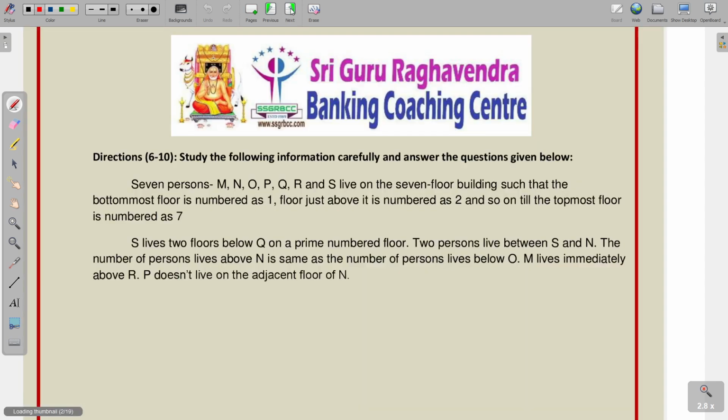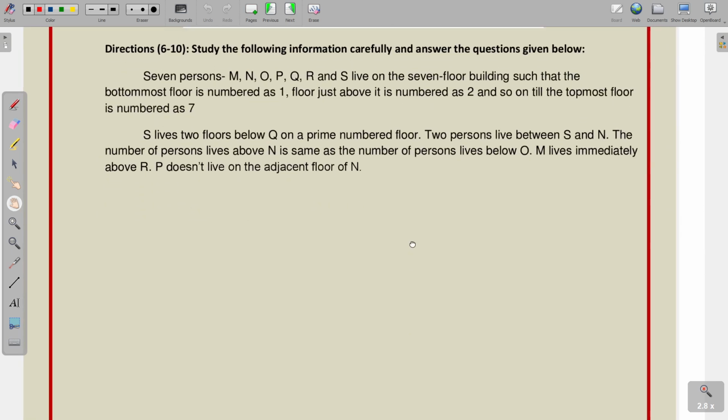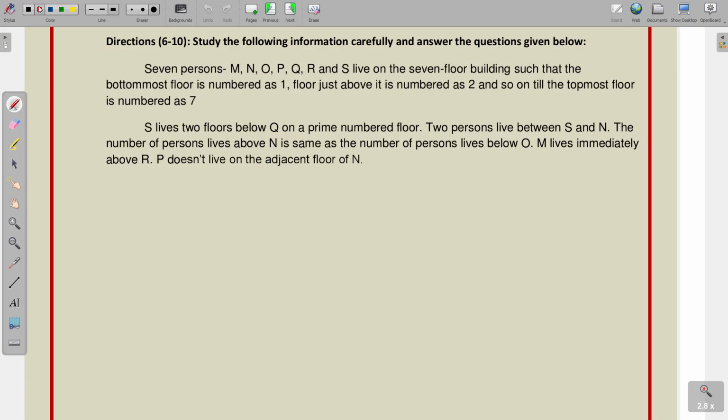Next, one more puzzle we have. 6 to 10 directions. See the first one. 7 persons M N O P Q R S live on a 7-story building. Bottommost is number 1 and above number 2 and topmost floor is number 7.